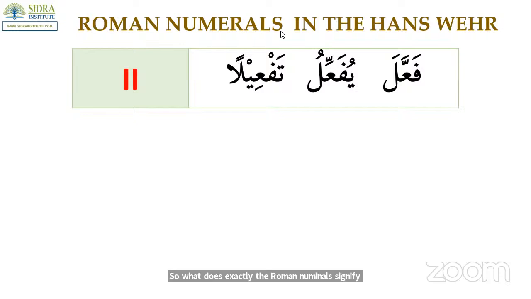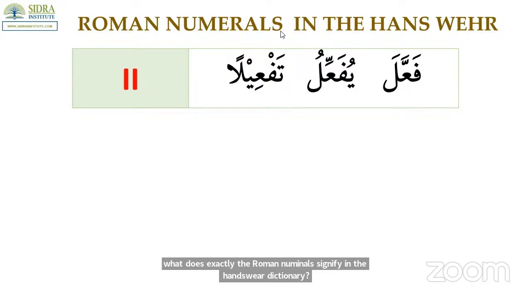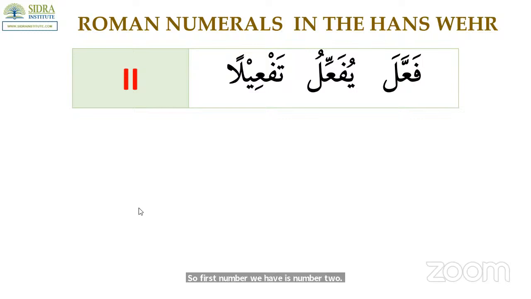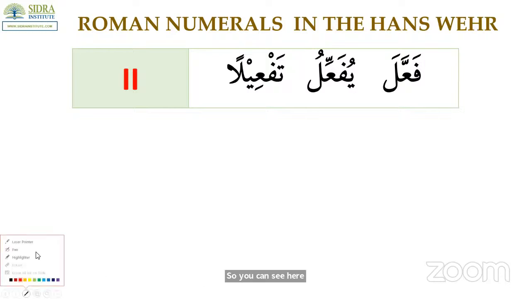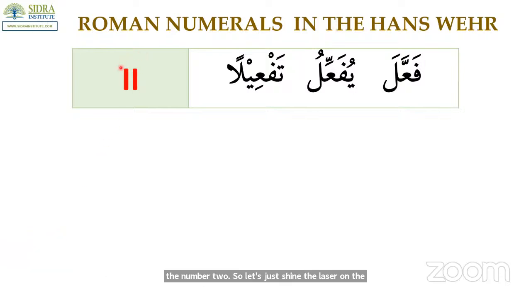So what exactly do the Roman numerals signify in the Hans Wehr Dictionary? The first number we have is number 2. You can see the number 2 here in Roman numerals. The reason we don't have 1 is that anything before number 2 is thulathi mujarrad, which we dealt with in the last lesson, the AIU.